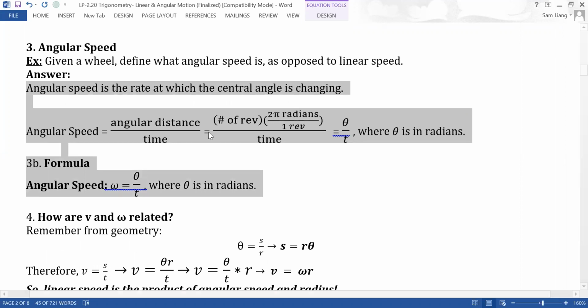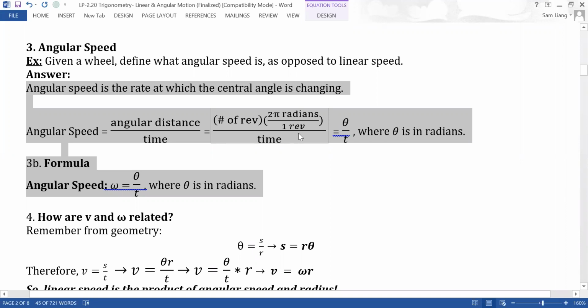Let me talk a little bit more about what the formula entails. Angular distance is the number of revolutions. In linear speed, the next part was 2 pi r, which is the circumference. But for angular speed, it's 2 pi radians, because 2 pi radians is a full rotation. That's the same thing as 360 degrees. So for one full revolution, any circle would rotate through 360 degrees or 2 pi radians. You don't even have a new parameter here, another number to plug in. It's always going to be 2 pi radians for every one revolution. And then you just divide that by time.